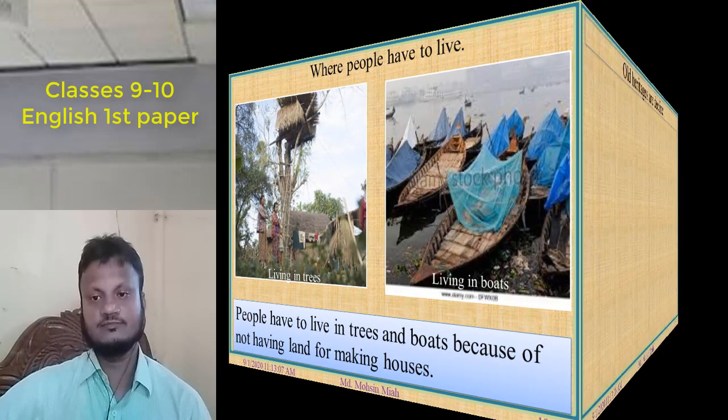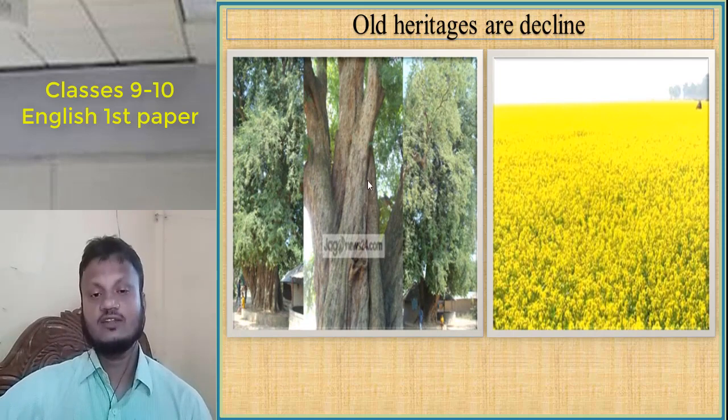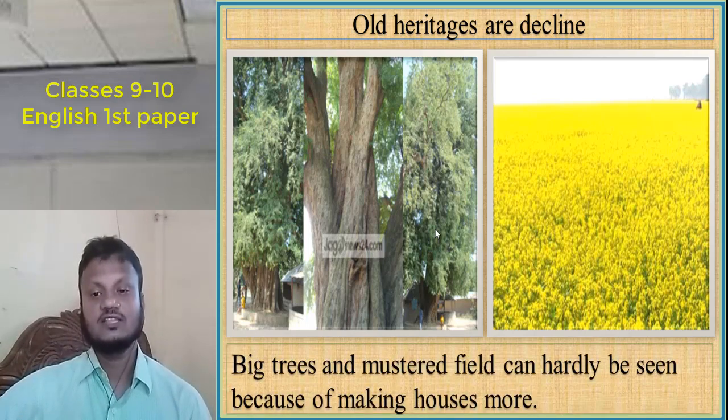Dear learners, we also had an old heritage that Mrs. Chowdhury discussed in the passage. Miss Chowdhury discussed our old heritage through the passage, that there were large tamarind trees and mustard fields on one side of the village and in front of our village, but they are no longer there, and she now cannot see these types of mustard fields, lands and tamarind trees. Big trees and mustard fields can hardly be seen because of making more houses.